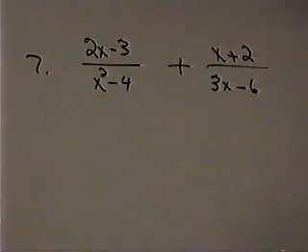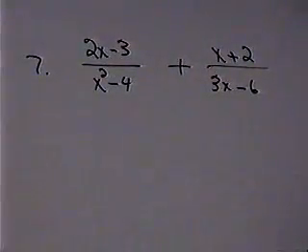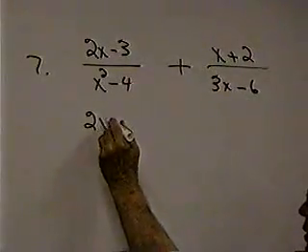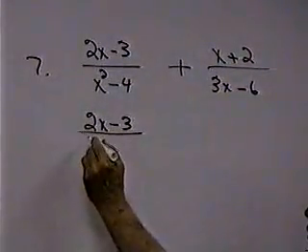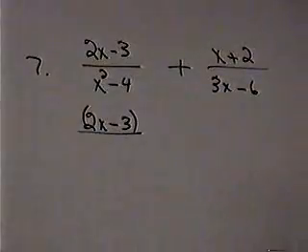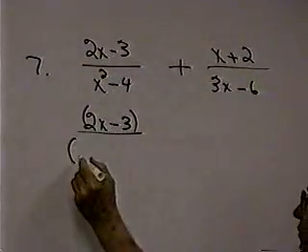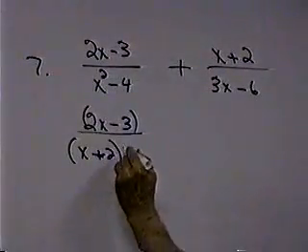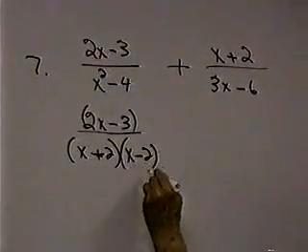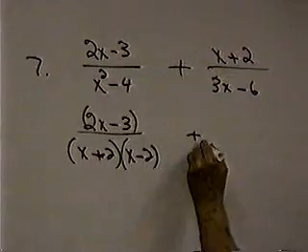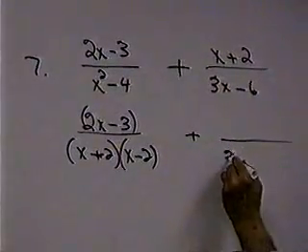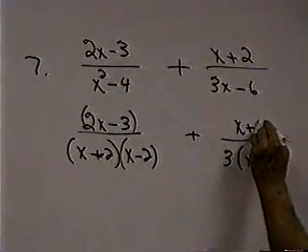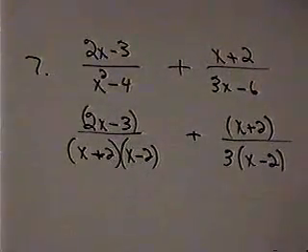Now what this example has added to it is to factor. So if you can factor the numerator, do so. Well, we can't factor that one. But the bottom one we can factor into x plus 2 and x minus 2. And over here, we can factor a 3 out of this one. Now, don't forget to put parentheses around binomials.